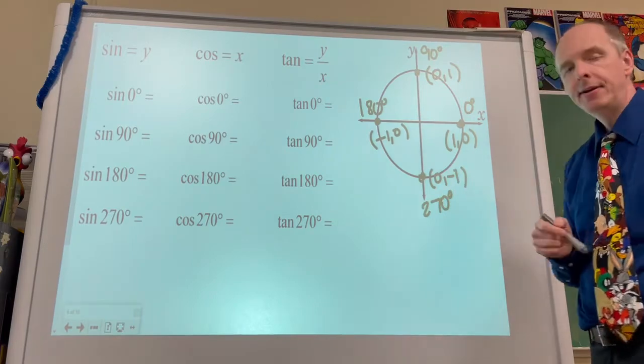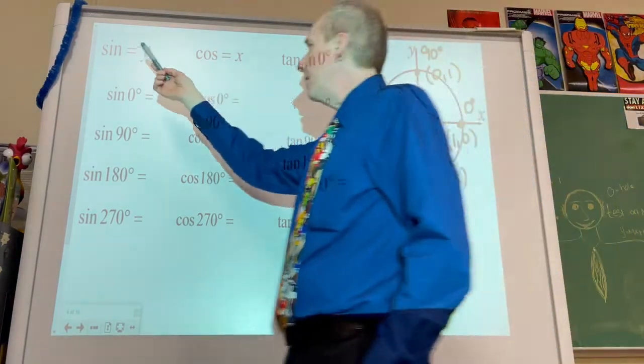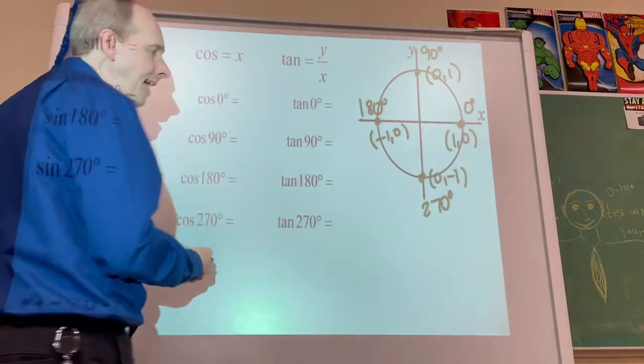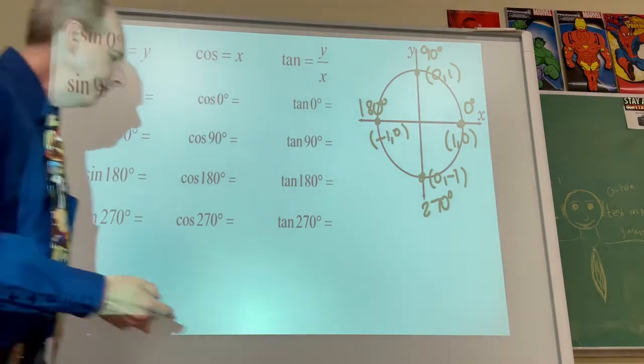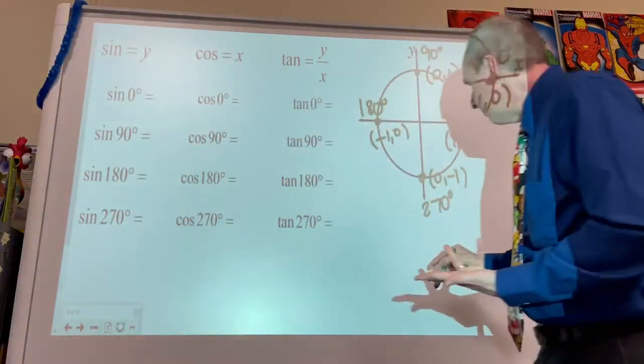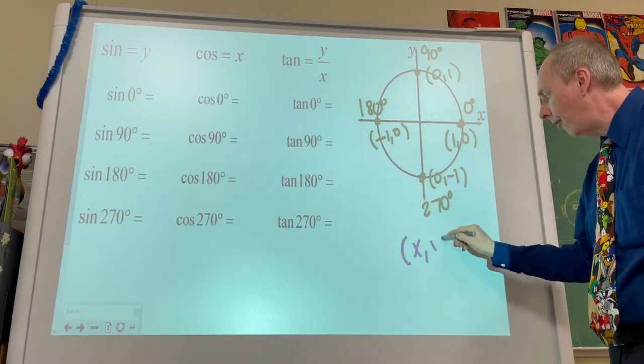0, -1. Those are your answers, guys and gals. We know that sine is the y, cosine is the x, and tangent is y divided by x. So putting it in perspective, here's what it means. You have points x, comma, y.